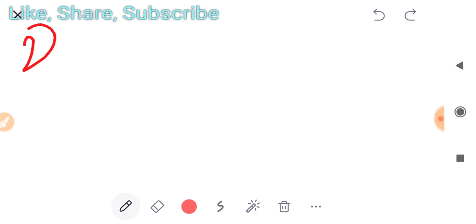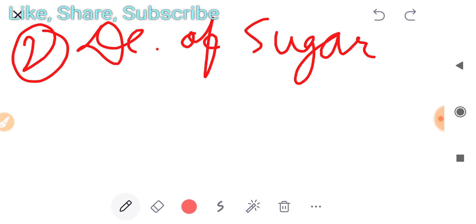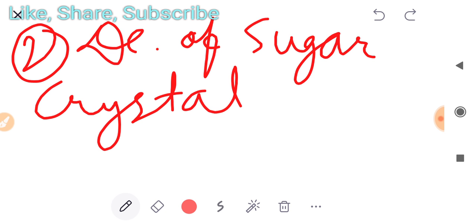Another important example of a dehydration reaction with H2SO4 as a dehydrating agent is the dehydration of sugar crystal. Sugar crystal means C12H22O11. This is the chemical formula of sugar. Okay, in crystal form it was.